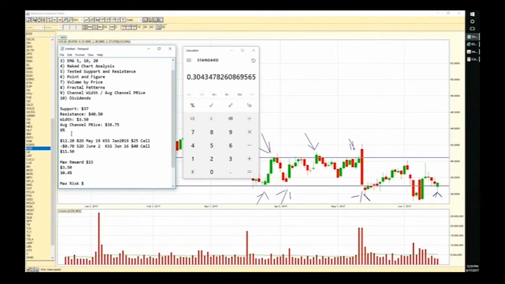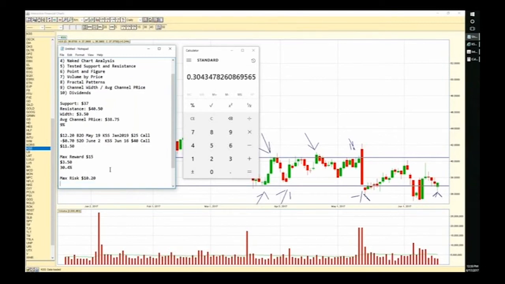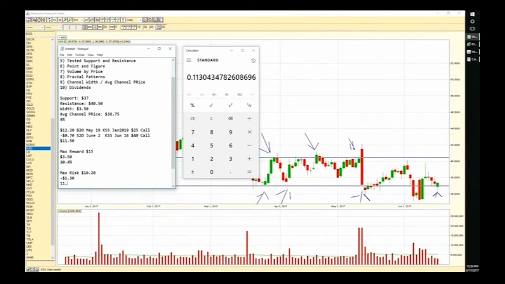would be $2 less than what I had purchased the leap at, $10.20, with my cost basis at $11.50. My max loss would be $11.50 minus $10.20, $1.30. And then if I do that as a ratio to cost basis, I have a 11.3% risk.